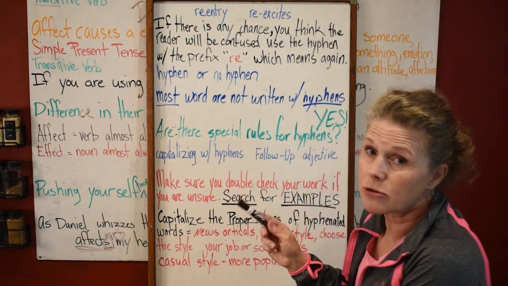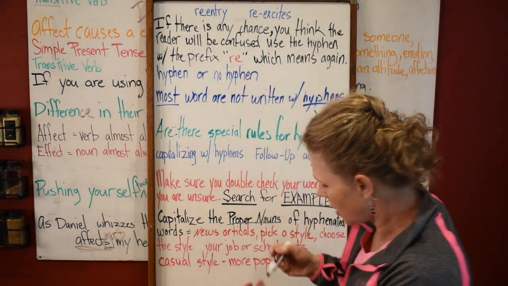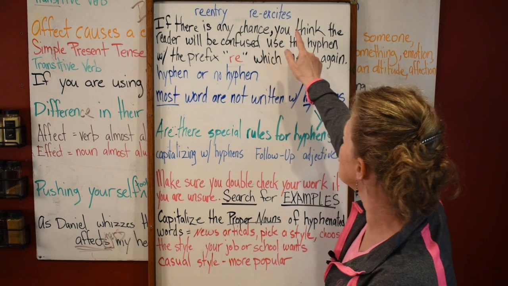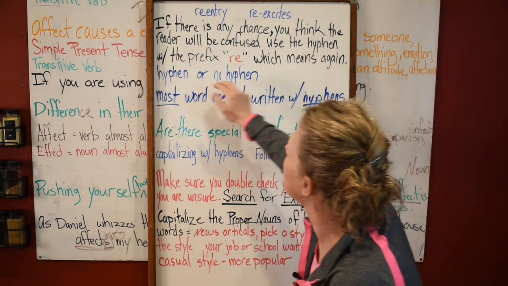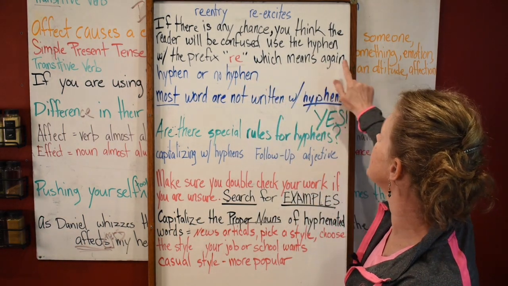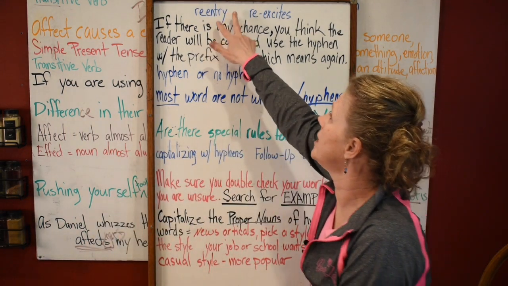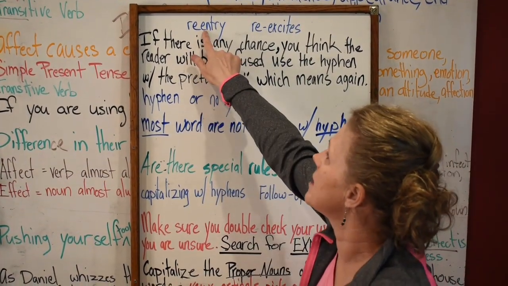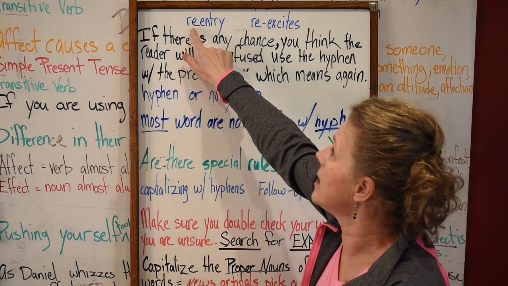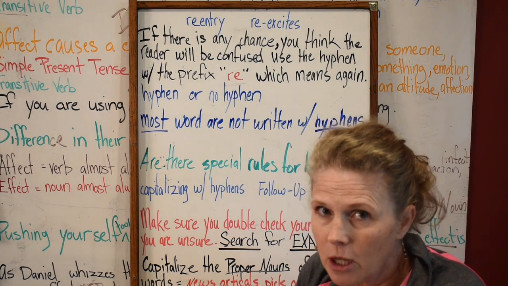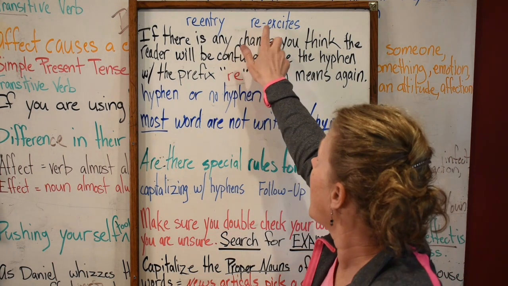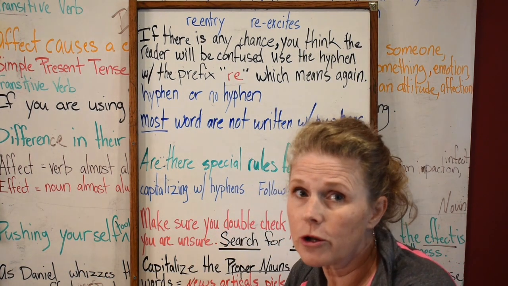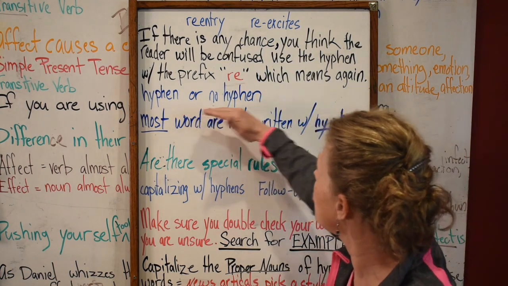Now we're going to talk about the prefix re right here. Talking about re. And re-entry, do we need a hyphen? If there is any chance you think the reader will be confused, use the hyphen with the prefix re, which means again. So sometimes you need the hyphen and sometimes you do not. Now with re, oftentimes if you have a double E right here, you would need a hyphen, but not always. So if you are confused about a hyphen with the word re, check it out, look it up, make sure you are using it properly. Don't be confused. Hyphen or no hyphen.